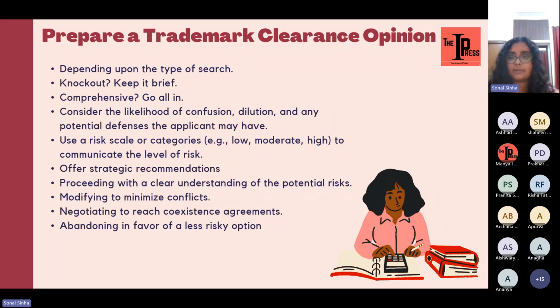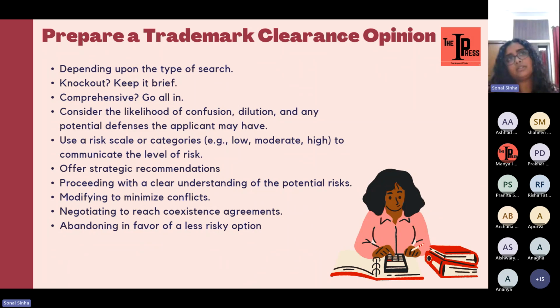Any defenses that the applicant may have, again, as we discussed earlier, defenses like distinctiveness, difference in goods and services, prior use, these things you have to mention. This is the risk. This might pose a risk, but we have this defense that is available. And a scale or a category of risk. Again, it's a low, moderate, or high risk. Let your client know. Offer strategic recommendations.